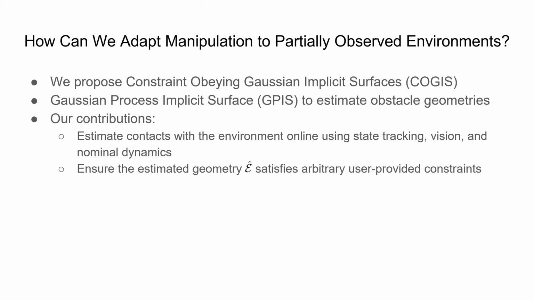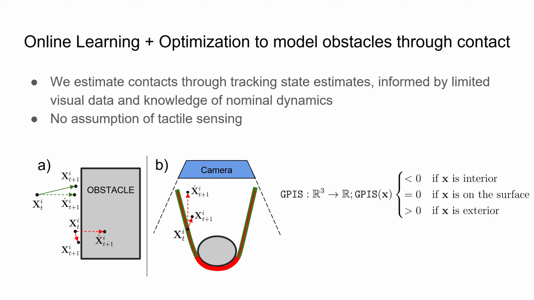COGIS uses a Gaussian process implicit surface, or GPIS, to compute an uncertainty-aware estimate of obstacle geometries. We do this through two contributions. We estimate contacts with the environment online using information from state tracking, vision, and predictions from nominal dynamics. We then refine these estimated contacts by ensuring the estimated geometry satisfies user-provided constraints.